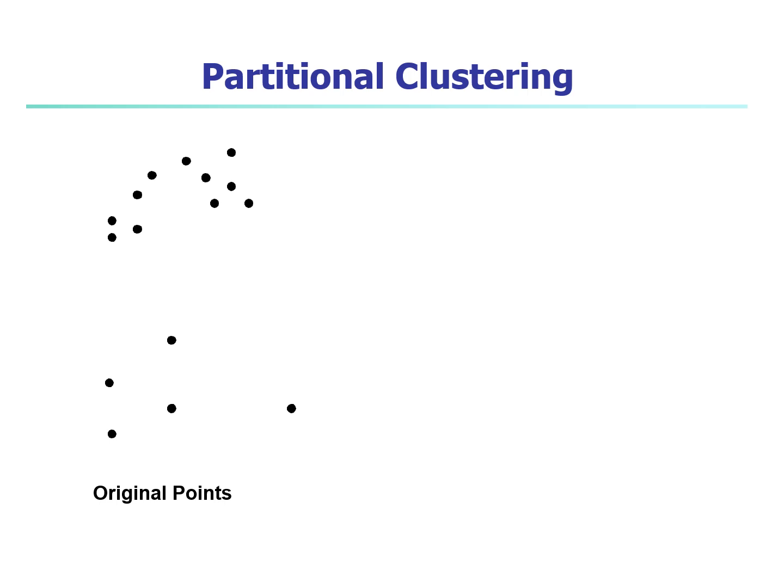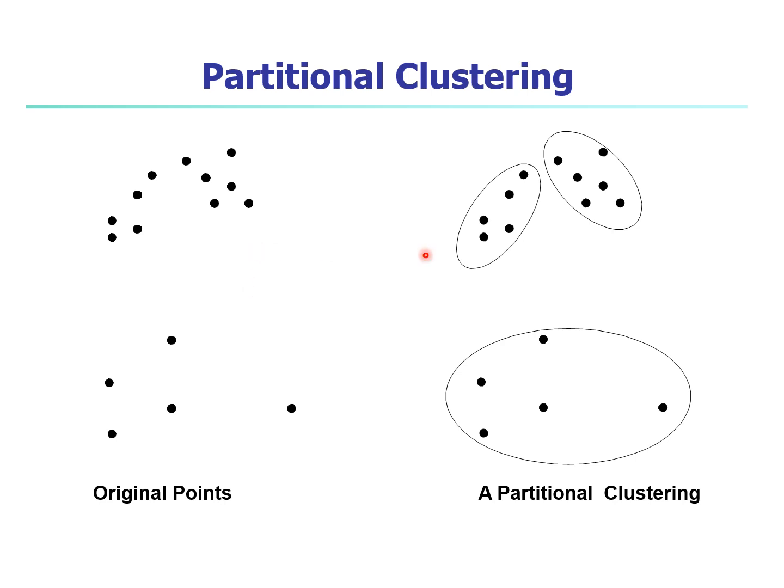Now, this is partitioning clustering. This is how to partition clusters. So this is the original data set, and now we want to identify clusters. The algorithm was able to identify 3 clusters. So there are 3 groups of objects here.